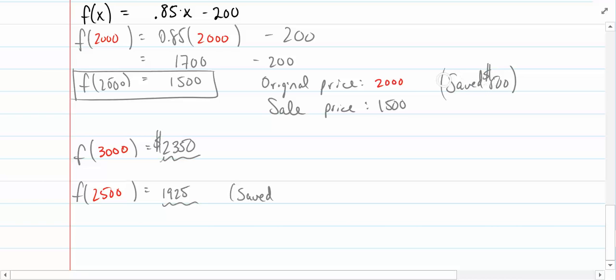So when we look at these three examples, we actually saved $500 when we bought a computer that was $2,000. We saved $575 when we bought a computer that was originally $2,500, and we saved $650 when we purchased a computer that was $3,000 originally.